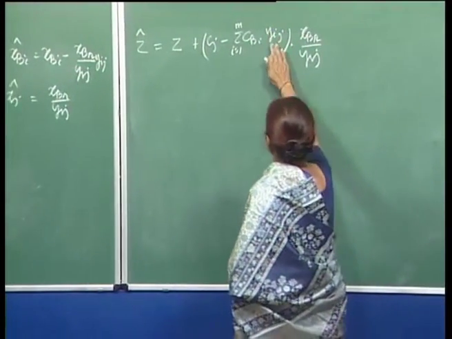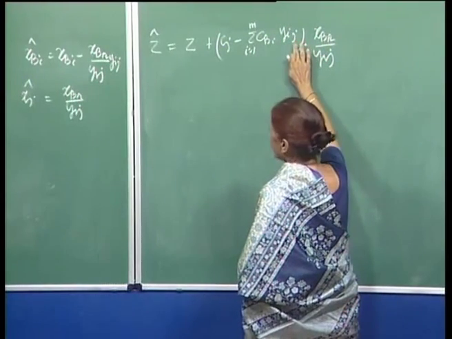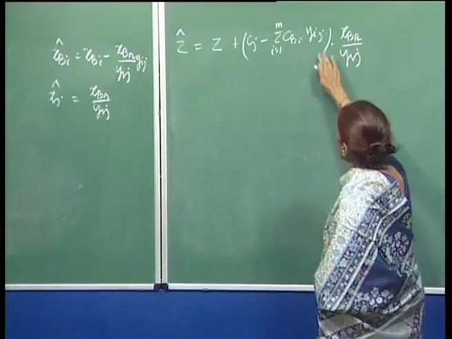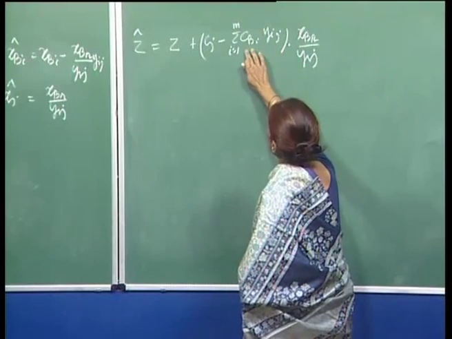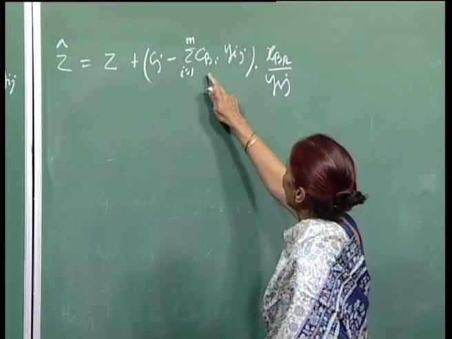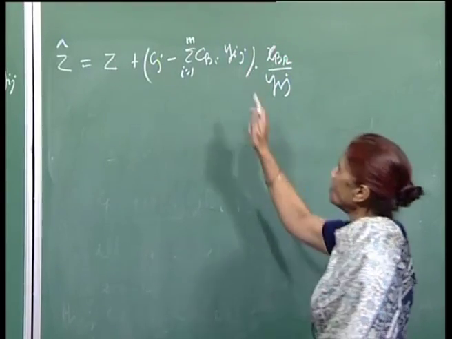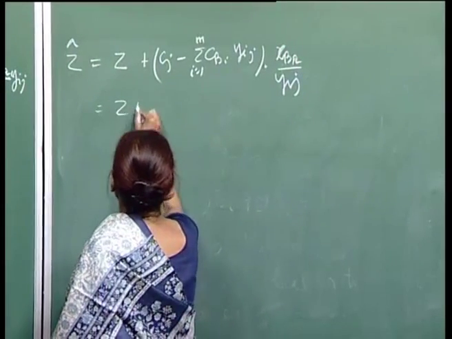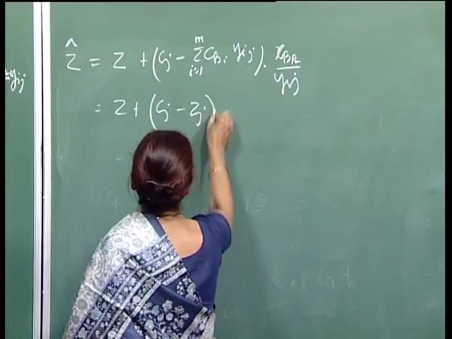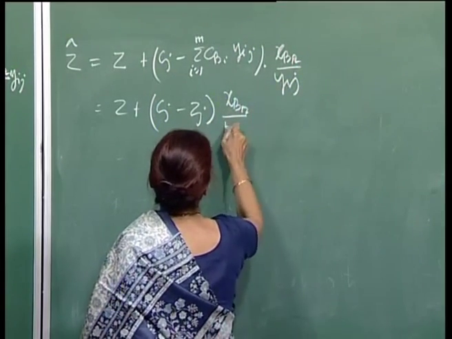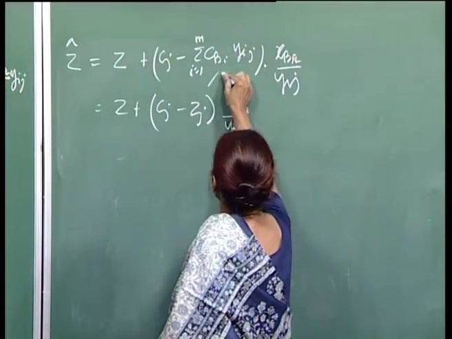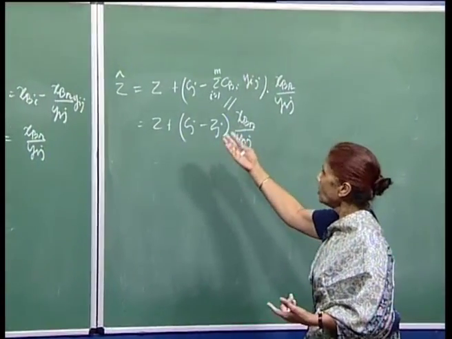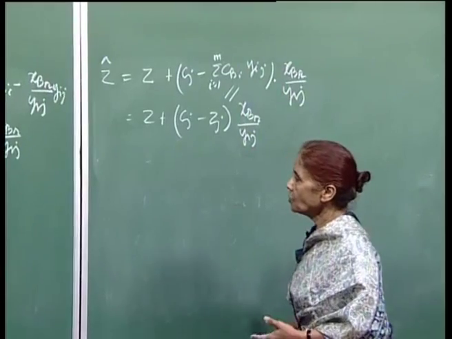You see this quantity is specific to your jth column, because the yij's were the scalars used for expressing the jth non-basic column in terms of the basic columns. So these scalars are specific to your jth column. Then cBi are your basic variable coefficients, so this becomes something specific to your jth non-basic column. So I can write this as z plus (cj minus zj) into xBr upon yrj, where zj is equal to this. So you see, a very nice way of expressing the change in the objective function value when you go from one basic feasible solution to another.